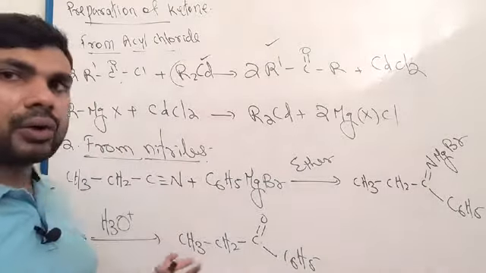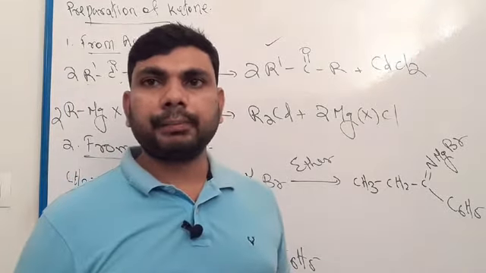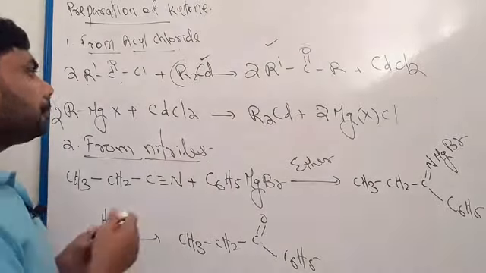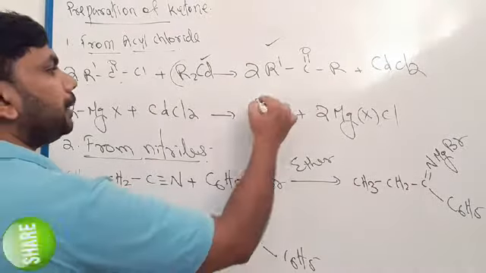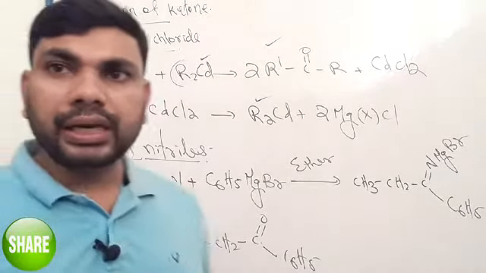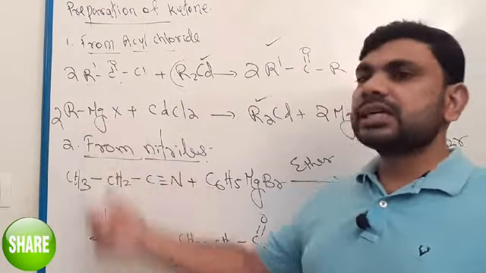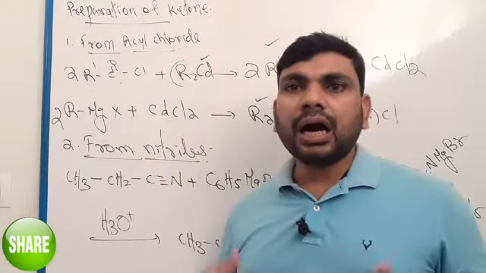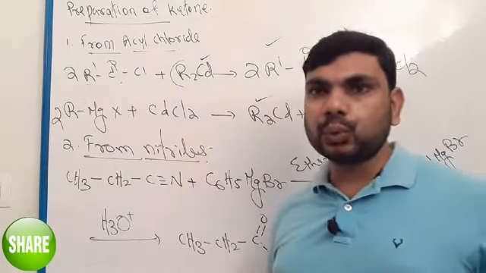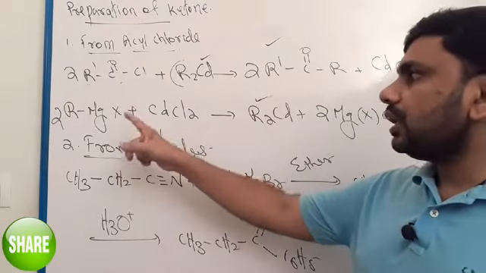Here acyl chloride reacted with dialkyl cadmium. Dialkyl cadmium means R2Cd. We can prepare dialkyl cadmium by this chemical reaction. Grignard reagent, we know Grignard reagent means RMgX. RMgX treated with cadmium chloride, CdCl2, will give dialkyl cadmium.